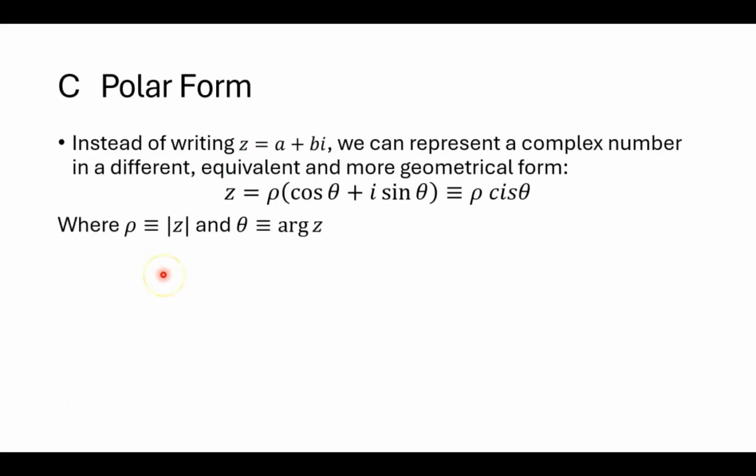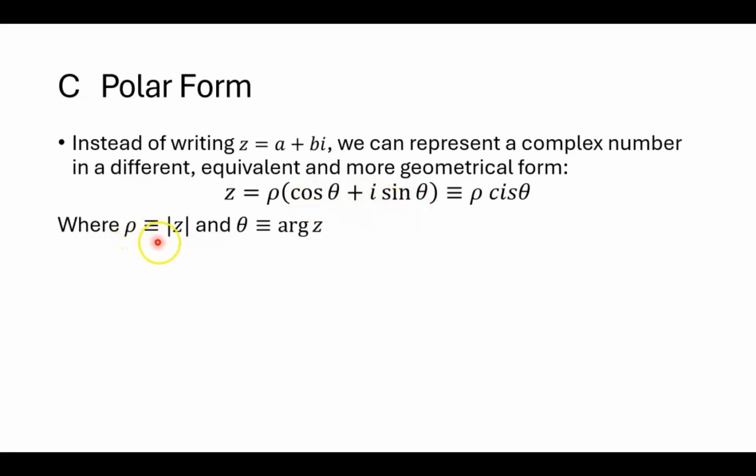And we now have another point to go through, which is the polar form. Instead of writing Z equals a plus bi, we can represent a complex number in a different, totally equivalent, and more geometrical form. We write this as Z equals the Greek letter rho times the sum of cosine of theta plus i sine of theta. And this equivalently we write as rho cis theta. This cis function is a shorthand way to write this cos plus i sine.